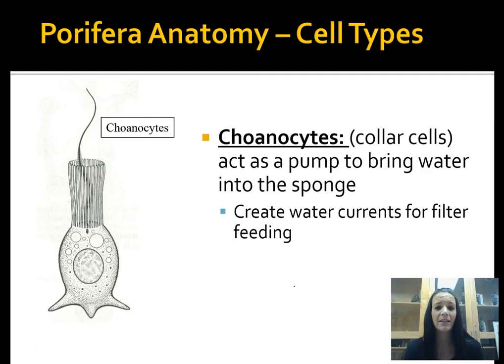Here's a look at the choanocytes. These are collar cells is what they're known as, and they basically act as a pump. They bring water into the sponge, they circulate the water while it's in the sponge, and they help with the currents in general.